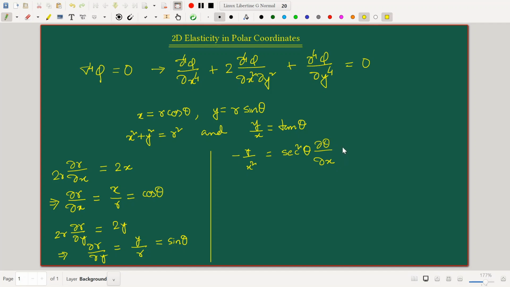All right, and this will give us del theta del x is equal to minus y by x square cos square theta. However, y is equal to r sine theta, we replace that, and x is equal to r cos theta. So this is r square cos square theta, and we also have a cos square theta here. So this cos square theta cancels with this cos square theta, and ultimately what we have is minus sine theta by r.